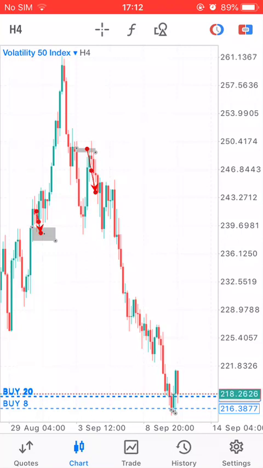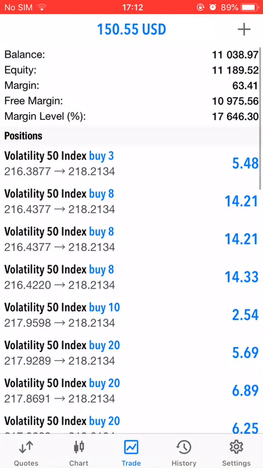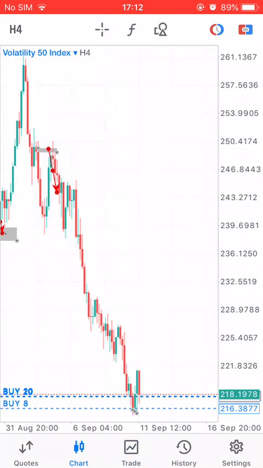Today I'm trading live on this account. As you can see, I have live trades running right now, and it's a smaller position on Volatility 50 Index. Okay guys, I'm going to explain everything to you: why I entered this position, where my TP is, and where I will put my stop loss.